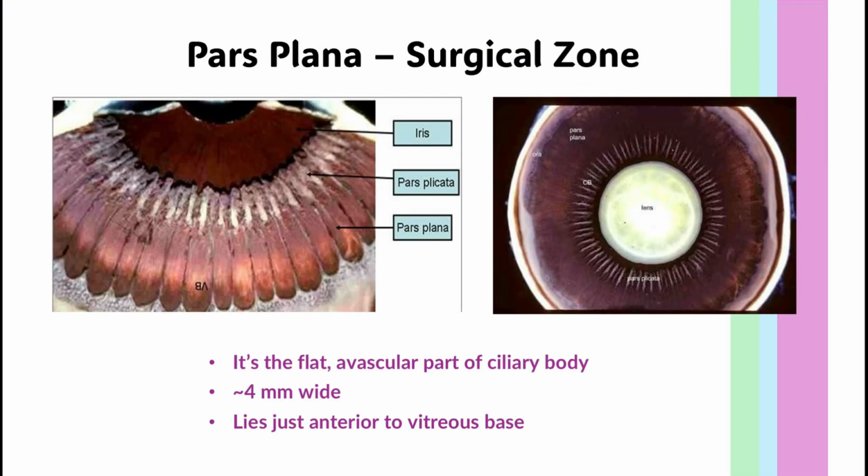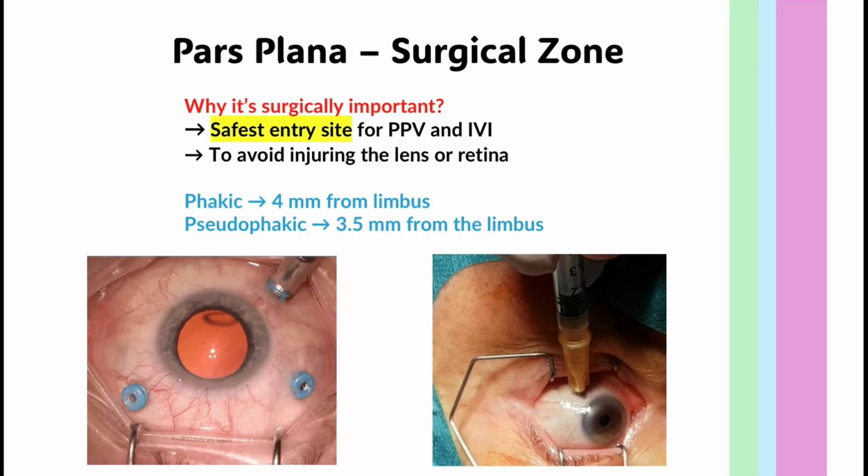Okay, now beyond the ora serrata lies the pars plana, which is the flat avascular part of the ciliary body. It's about 4 millimeters in width and it's surgically important. Why is that? Well, that's because it's the safest site for intraocular entry for BBV and IVI, as it's located just anterior to the vitreous base.